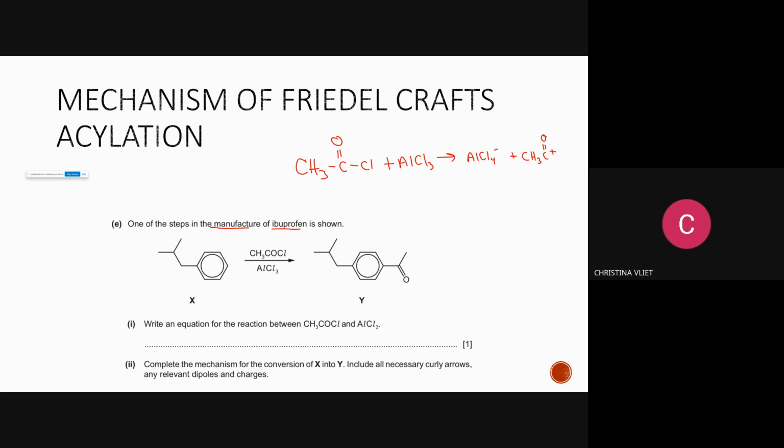Positive, yes? So then our reaction would be, and I'm just going to write it in structural form because we don't have enough space to write it in displayed form. Cambridge will not give us enough space. So it's CH3CO plus AlCl4 minus. Do you see how that works? Every single time the catalyst does the same thing. It takes the chlorine or it takes the bromine and then leaves a cation at the end. So this would be 1 mark.